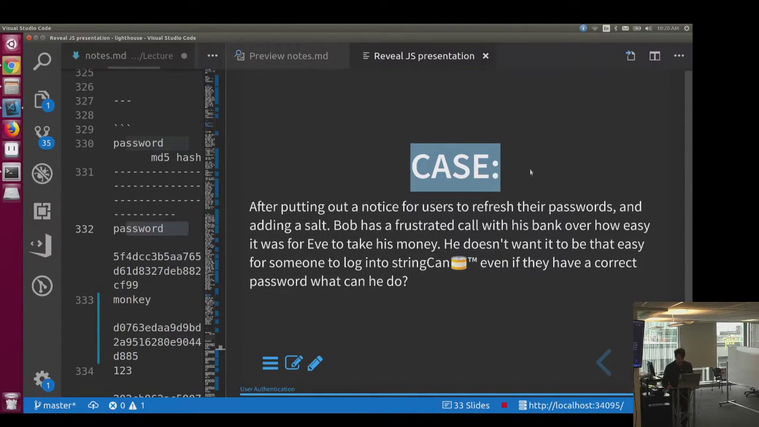So the last case I think we're going to look at is after putting out a notice for all the users to refresh their passwords and change all their other site passwords if they use the same one. They've added a salt, and Bob has a frustrated call with his bank over how easy it was for Eve to take his money. He doesn't want it to be that easy for someone to log into StringCan, even if they have the correct password. What can he do to make StringCan more secure than his bank apparently was?